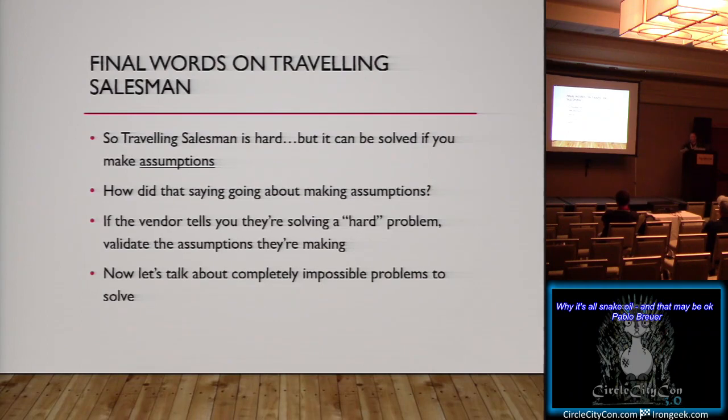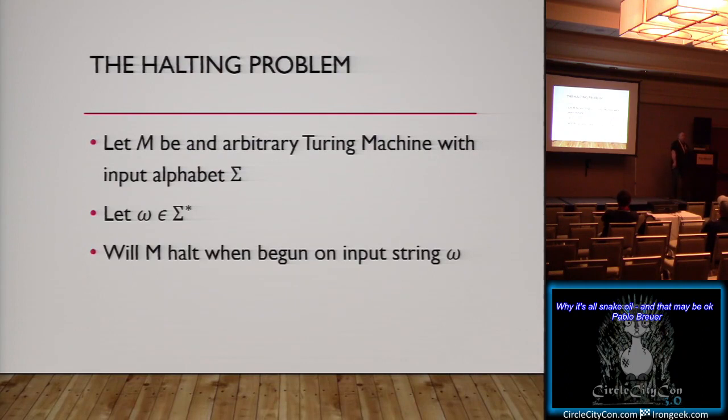So now let's talk about the question that was asked earlier. Show me an impossible problem. The halting problem. The halting problem is an impossible problem. The halting problem is something that is very difficult for most people to understand, so we're going to take a shot at it. So let M be an arbitrary Turing machine with an input alphabet sigma, and let omega be an element of all the possible combinations of sigma star. Will M halt on an input string omega?